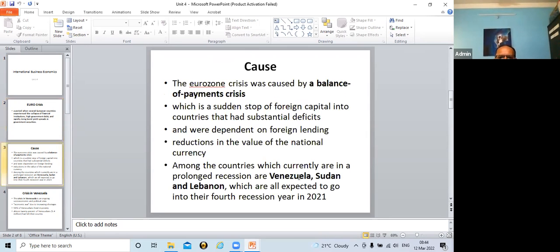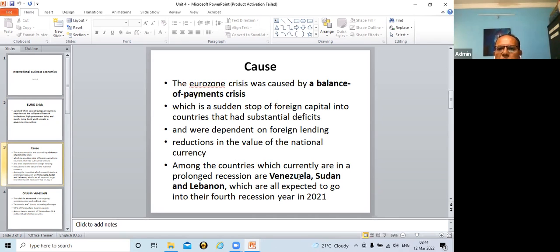Then, causes of the Euro crisis. The Eurozone crisis was caused by a balance of payment crisis. Basically, the BOP crisis was the main reason for the Euro crisis. They could not maintain their BOP aims, and that is why the crisis happened in European countries.